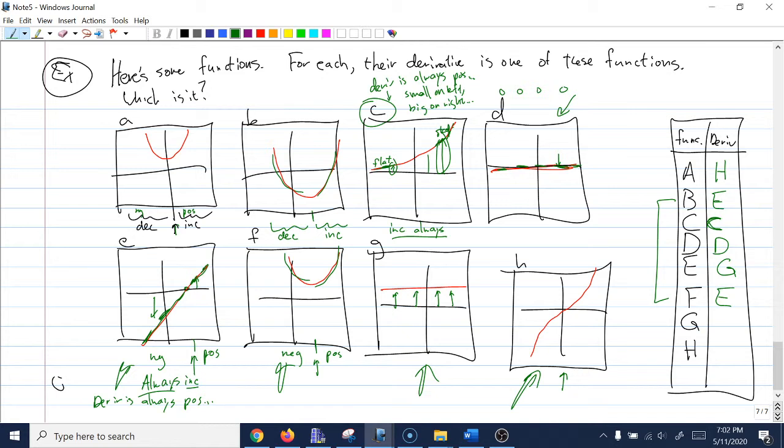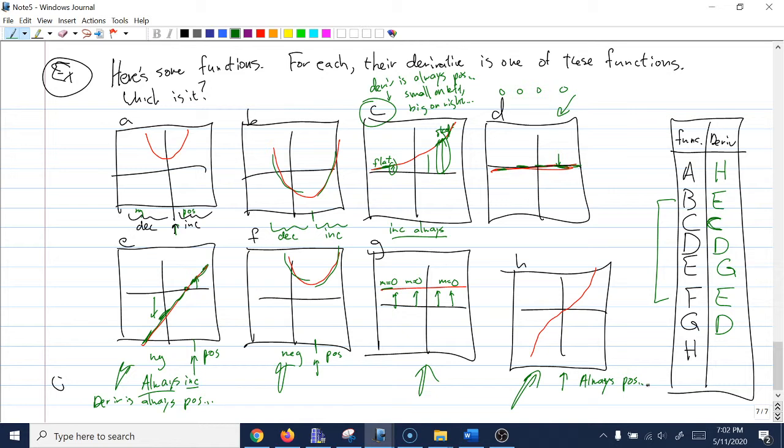What's up with G? G, just like D, is always flat. So the slope should be 0, and then 0, and then 0. Which of these functions always has a height of 0? That's D. What's up with H? It's always increasing, so the derivative should be always positive.